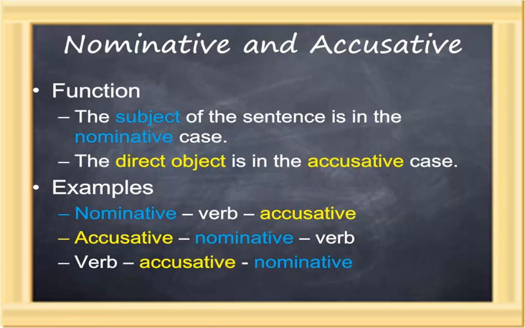So, nominative verb accusative, that's natural English order, those sentences are easy to translate. But accusative nominative verb would translate the same way because the nominative determines the subject, not order in the sentence. Likewise, verb accusative nominative would be translated the same way. There would just be slightly different emphases, with the leading word probably containing the most emphasis. But usage is determined by case ending. Nominative, subject. Accusative, direct object.